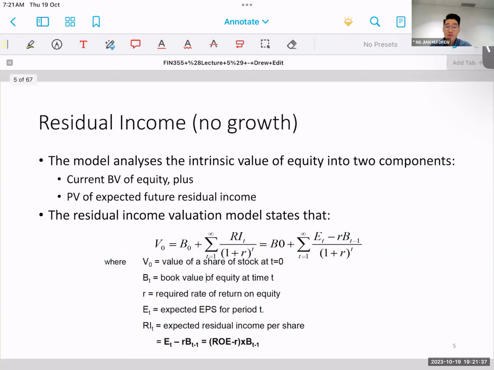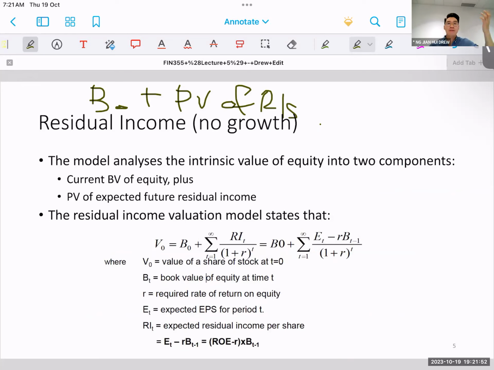But in terms of valuation, using residual income for valuation, recall in the start of the lecture, I did mention that it's B naught plus PV of RI. RIs, right? There are many RIs. So the idea is that we have the book value of the company as B naught, right? And so what is the valuation of the company?